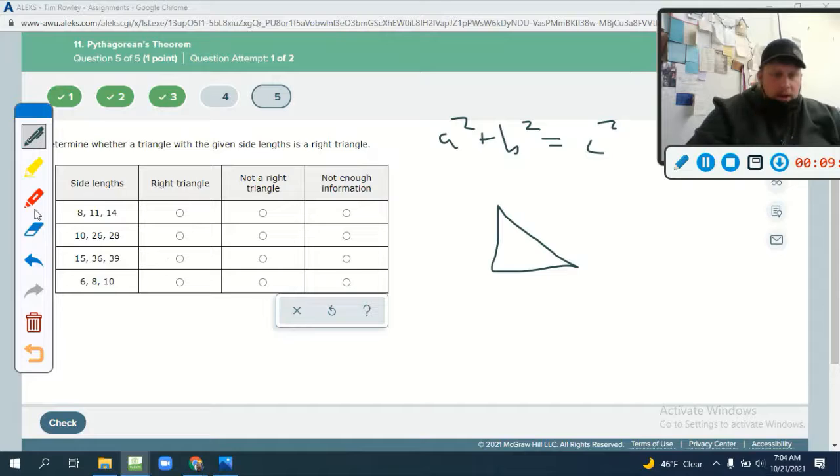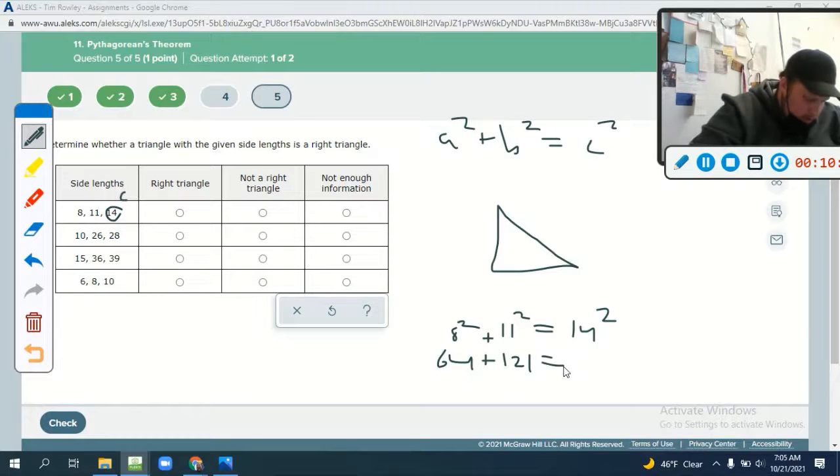So let's go ahead here. We look, the highest number is 14, so this must be my C value. And then it doesn't matter which one you call A or B, but let's give it a try. So I'm going to have 8 squared plus 11 squared hopefully equals 14 squared. Let's give it a try. So that's 64 plus 121. Hopefully equals, I have no idea what 14 squared is.